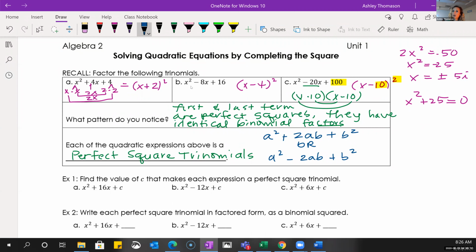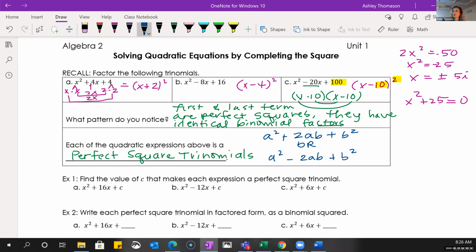Okay, so moving on to example 1, first we're going to find the value of C that makes the expression a perfect square trinomial. So now I have to work in reverse and figure out what perfect square at the end of the expression would create a perfect square trinomial given the two parts that I already have.